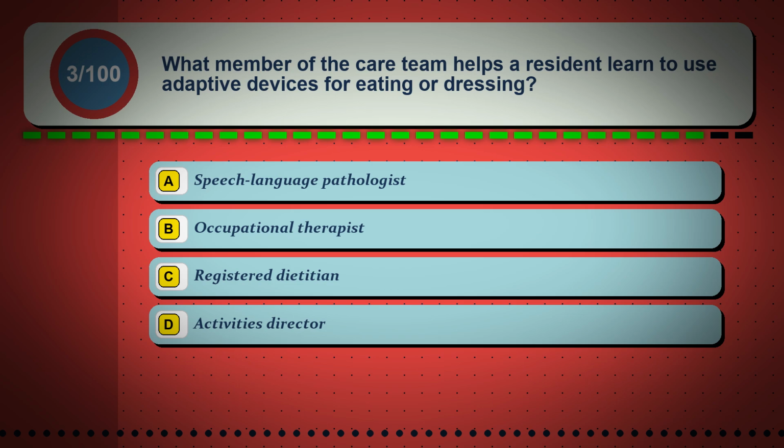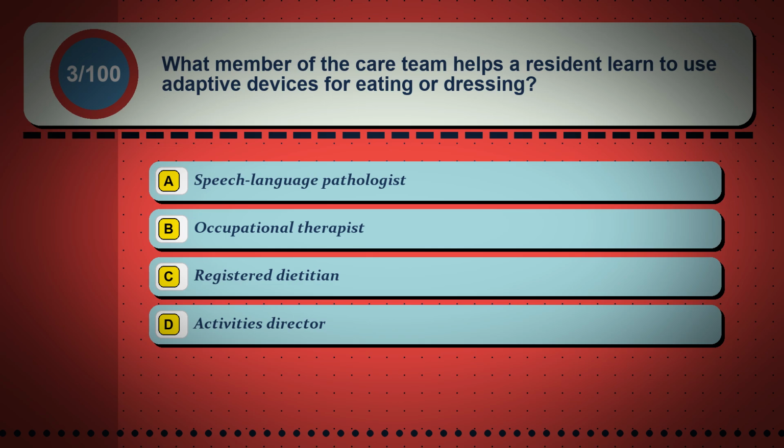Question 3. What member of the care team helps a resident learn to use adaptive devices for eating or dressing? Option A. A speech-language pathologist. Option B. Occupational therapist. Option C. Registered dietitian. Option D. Activities director.